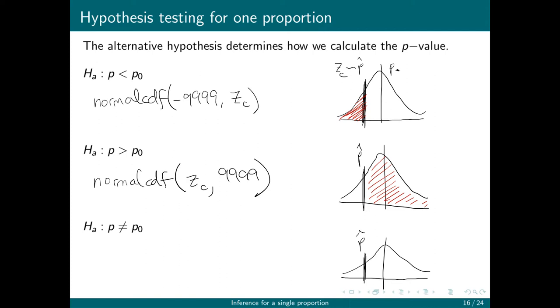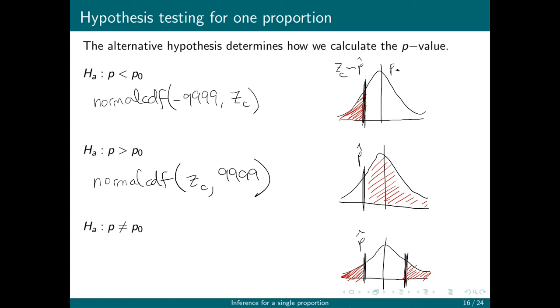Now in the alternative hypothesis where I say that the true proportion is different from its claimed value, I'm going to have to go in both directions. So I'm going to take the tail that is further from my true z-score, and then I'm also going to do its mirror image on the other side. I'm going both above and below.